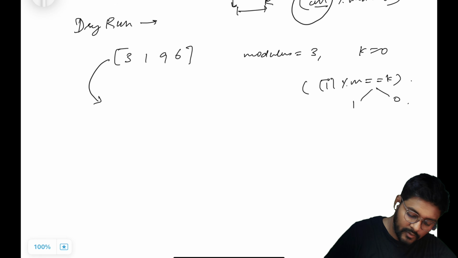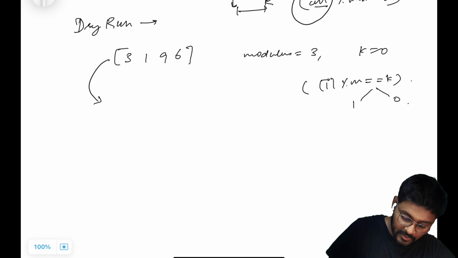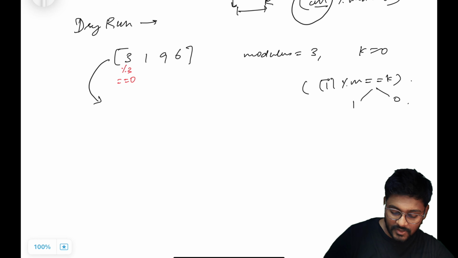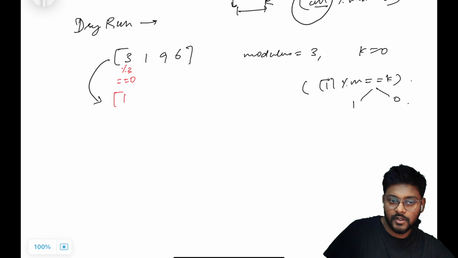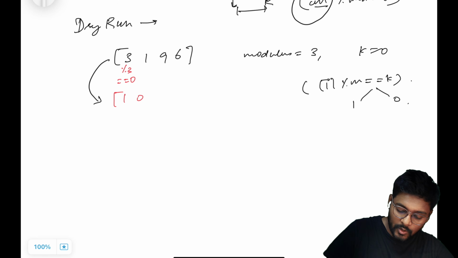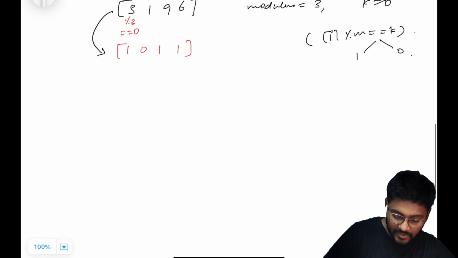So first of all, I convert this array to this count array. The first value is 3, and whether this 3 is going to contribute or not: 3 modulus 3 is equal to 0, which is k. Is it true or not? Yes, it is true. Taking 1 modulus 3 equal to 0, it is false, 0. 9 modulus 3, which is 0 equal to 0, that is also 1. So this is my array, and here I need to take a prefix sum of it. Prefix sum is 1, 1, 2, 3.